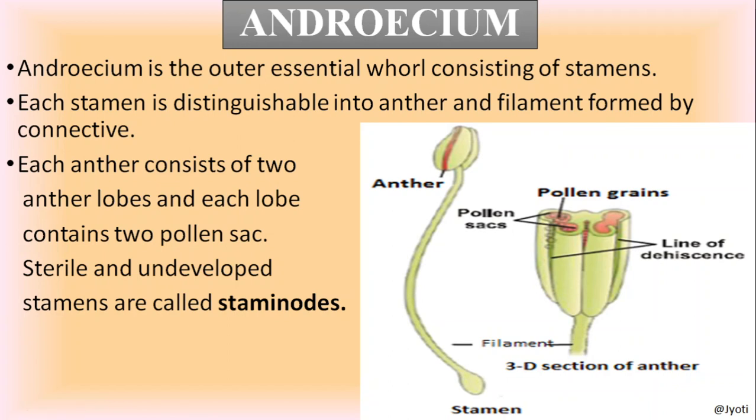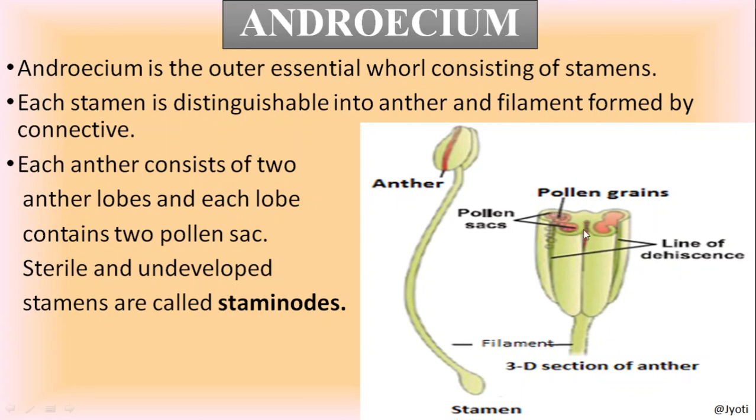Then the next part, the most important part of the flower, the male and female reproductive organs. We'll discuss the male reproductive part of the flower, that is androecium. The individual unit of the androecium is called stamen. Here you can see this is the structure of a stamen. The stamen consists of a filament, the stalk is filament, and then there is an anther at its tip. This anther consists of two lobes. So here you can see this is the structure of anther. The section is taken here.